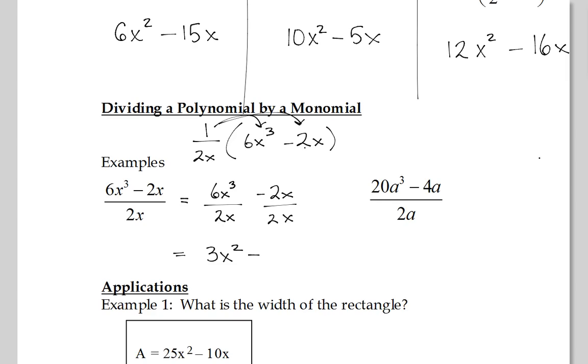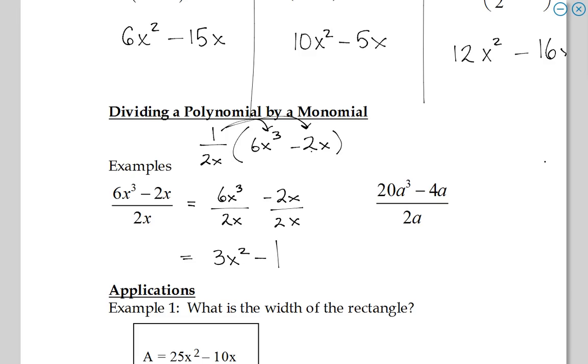Now for this last one, what do I put here? What happens when they're identical, top and bottom? They cancel, which leaves you with a 1. So it's 3x squared minus 1. Okay?